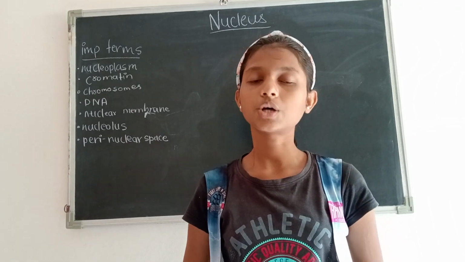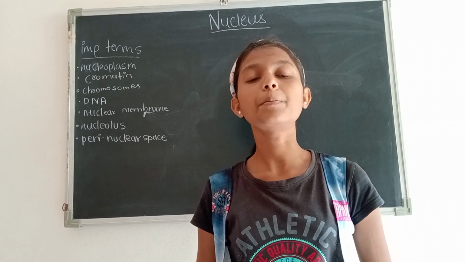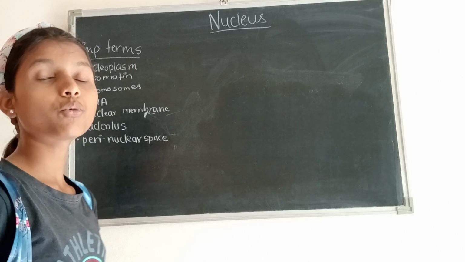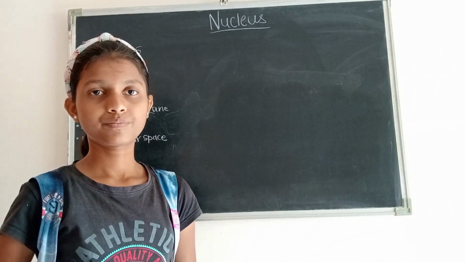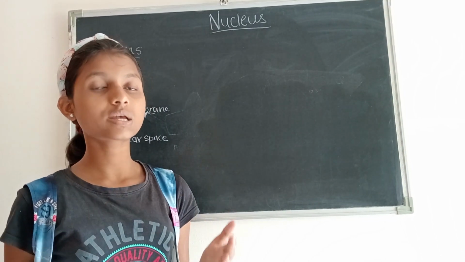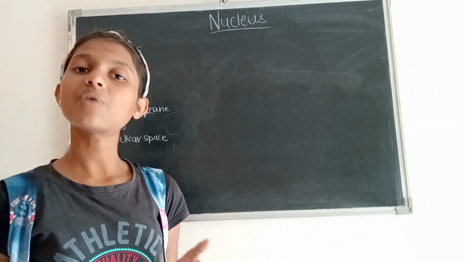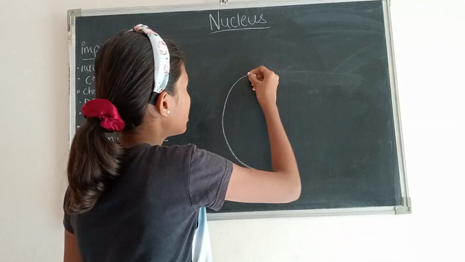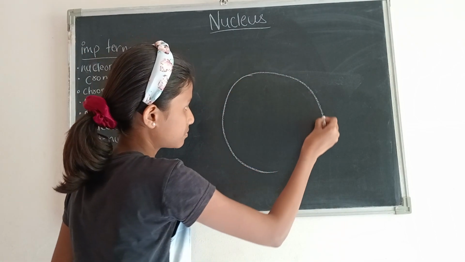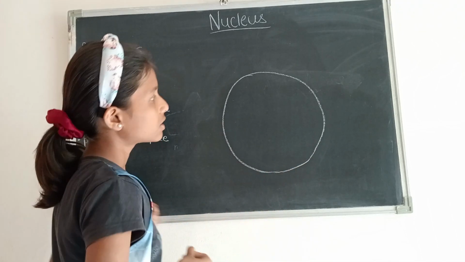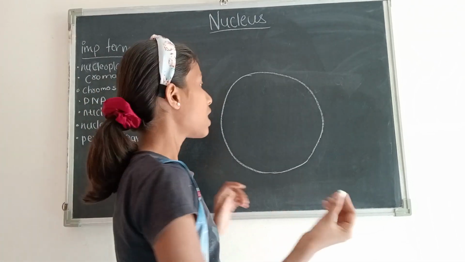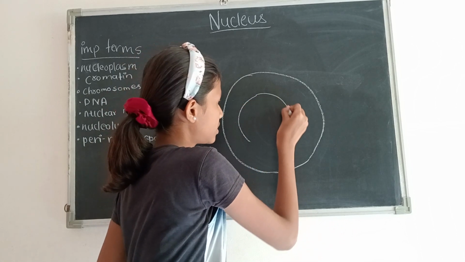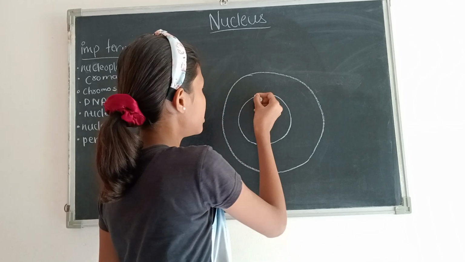Let us understand it thoroughly. First, we will let you know about the parts of nucleus. Here are some important terms that are crucial for you. You will need these terms to understand much more about nucleus and its functioning. So here, I am drawing a cell. This is the cell. Inside the cell, I am drawing the nuclear membrane. This you can see is the nuclear membrane.